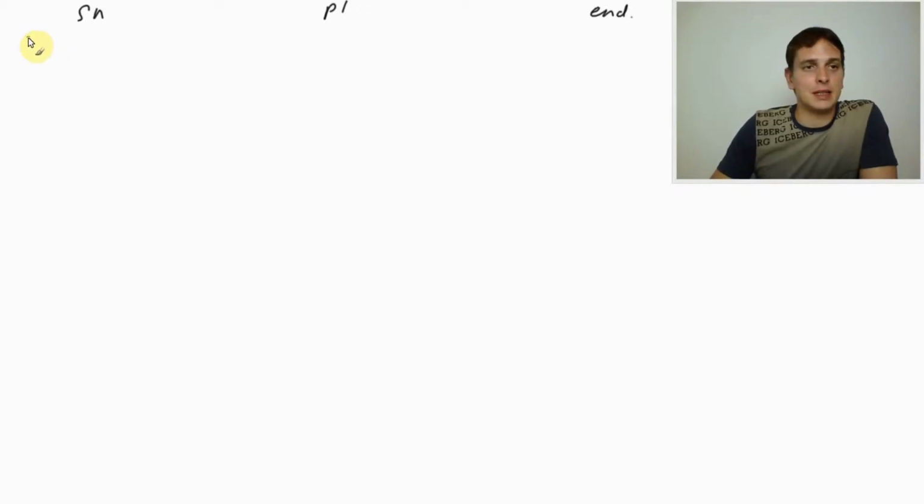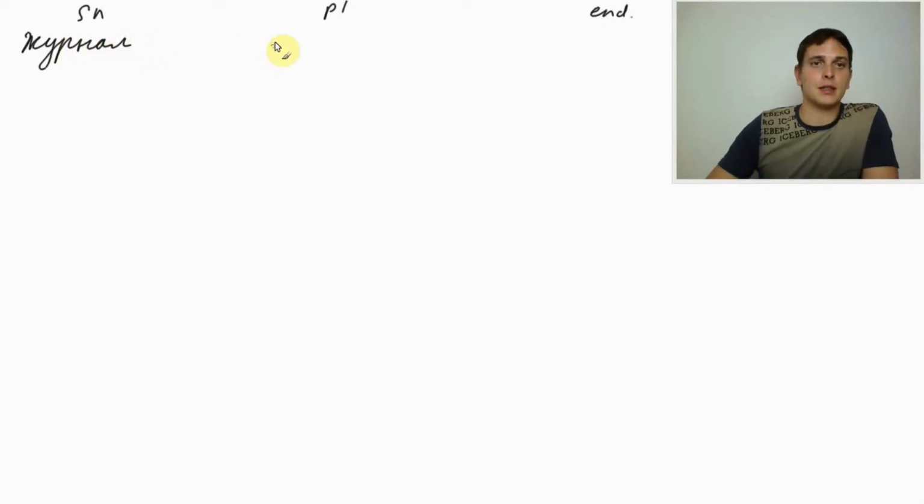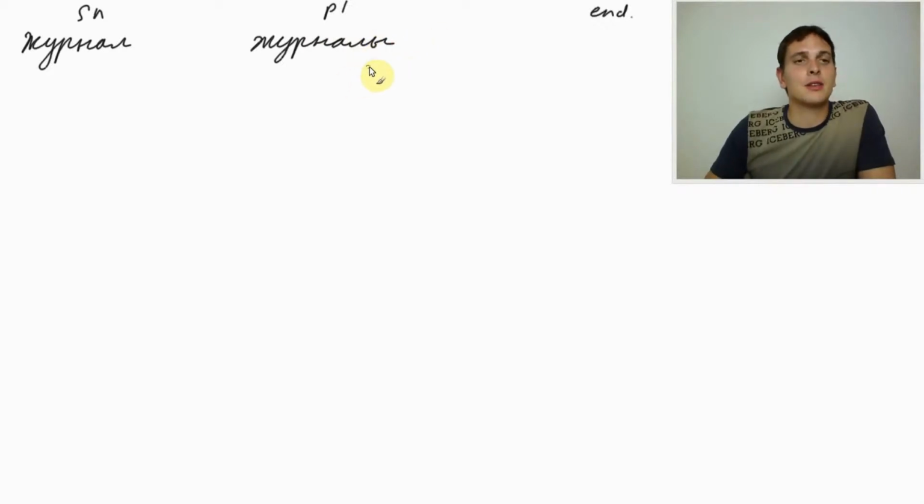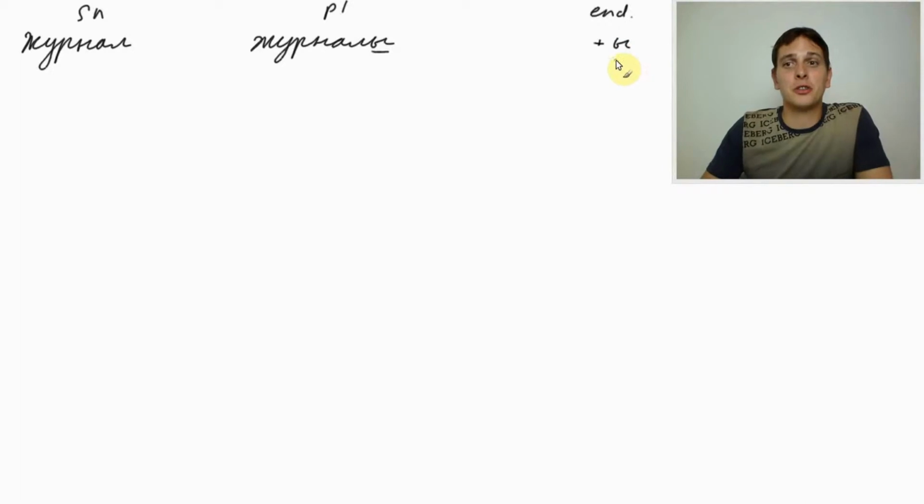Well, the first word would be журнал. Журнал is magazine. And the plural of журнал, журналы. So, can you see the difference between the two words? Basically, журнал in singular and журналы in plural. Magazines. We add «ы» in the ending. This is the general rule.